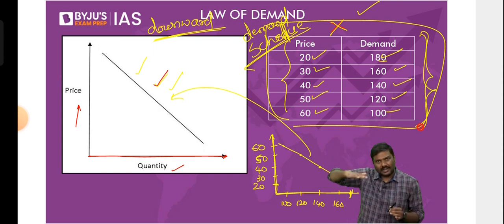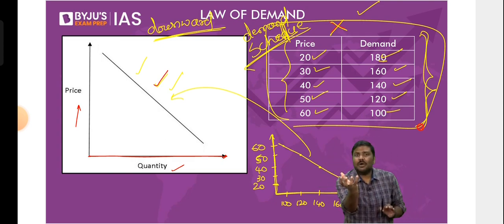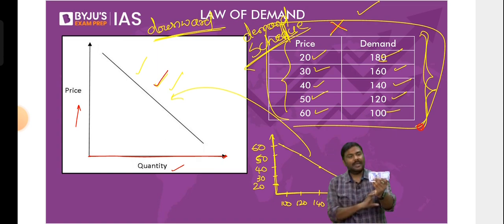Whenever the price of a commodity changes, either goes down or goes up, how much you can purchase with the same amount of money will also change. Let me explain. Imagine you have this. How much is there in the hand?